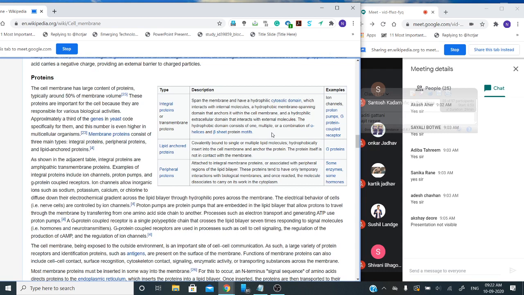Then next are the peripheral proteins. Peripheral proteins are attached to the integral membrane proteins. They are associated with the peripheral regions of the lipid bilayer, and these proteins tend to have only temporary interactions with the biological membrane. Once reacted, the molecule dissociates to carry out its work in the cytoplasm. Examples of these are some of the enzymes and some of the hormones. These are the peripheral proteins which act accordingly.